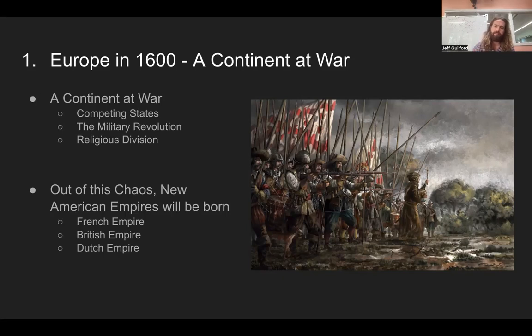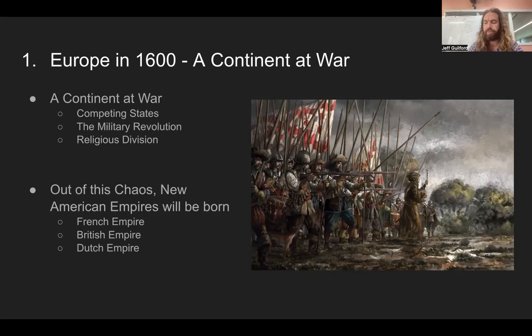First, there are a bunch of different powerful competing states in Europe that are all trying to emerge as dominant. Second, new military technologies and military tactics emerge that make warfare more destructive. And third, there's a huge cultural break in Europe in which one of the big unifying factors that actually kept Europeans together, Catholic Christianity, breaks apart and splinters into a bunch of different competing versions of Christianity. And so all three of these factors are going to work together to cause massive amounts of conflict in Europe during this time period. So those are some of the big causes of war in Europe during this time period.